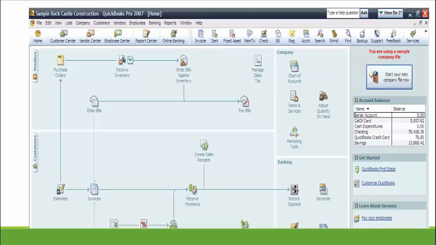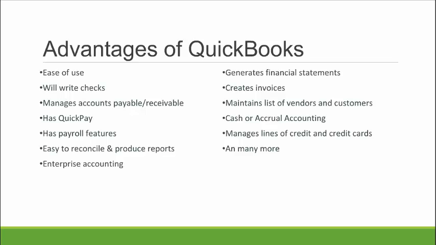And there's lots of different ways. These are advantages to QuickBooks, but this is also Quicken or any of the other financial softwares out there. Really, they've made them very easy to use and navigate. It will write checks for you, manages accounts payable and receivable. I think you can accept credit cards with them. There's payroll features. It's very easy to reconcile and produce reports, and at the end of the year, you can search by vendor. If you're 1099ing subcontractors, it will create those reports for you.